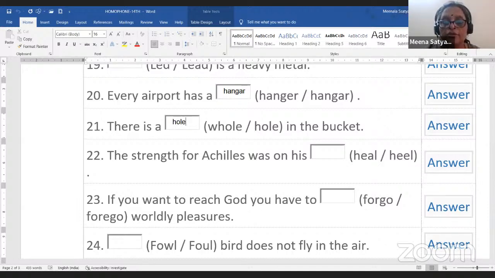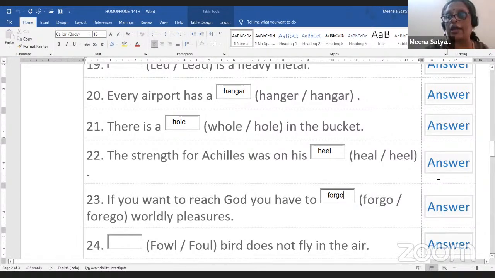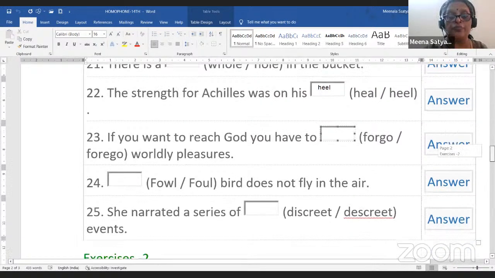There is a hole in the bucket. H-O-L-E. The strength for Achilles was on his heel. H-E-E-L. The other heel is cure. If you want to reach God, you have to forego. F-O-R-G-O. This is forget, you remember? Forget. So it is forego, beforehand. So it is not that here.